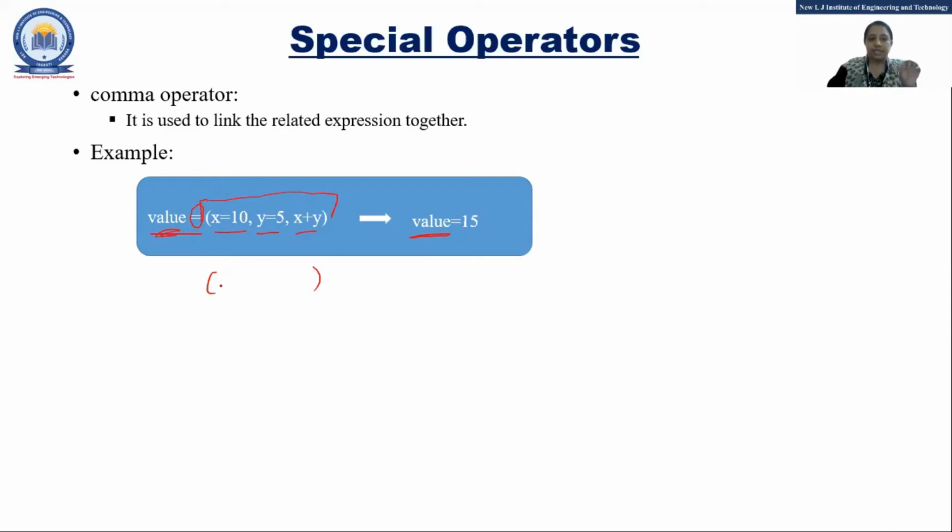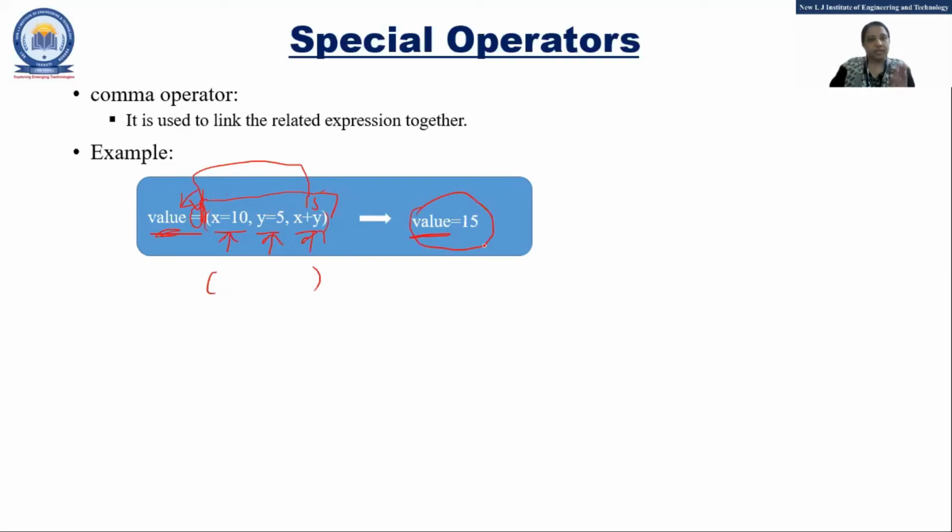How will it be done? It will be clear soon. That means you don't know right now the concept of precedence and associativity. Precedence means priority. So the parenthesis has the highest priority. It will execute x equal to 10 first, then y equal to 5, and then x plus y. So here it will be 15, and then 15 will be assigned into value. So the answer of value is 15.